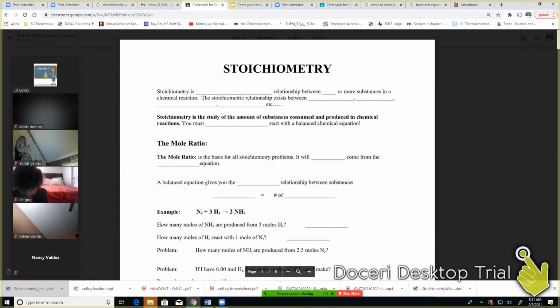So stoichiometry is a proportional relationship between two or more substances in a chemical reaction. That relationship exists between moles, grams, which is really what we're going to be doing, volume, we'll do that during gas laws, and atoms.